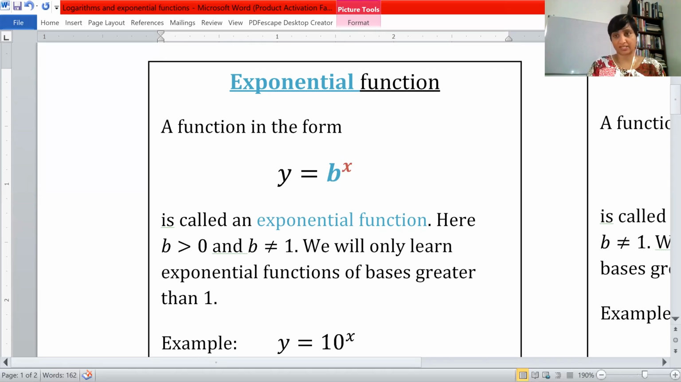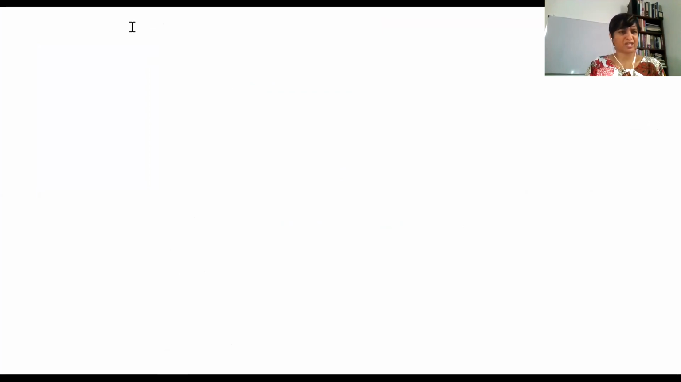We don't need to discuss this much because it's not there in the syllabus. You just need to know the condition that b is greater than 0. But I don't want you to just memorize rules without knowing why there is such a condition. If b is negative, that means less than 0, think of different powers of -2.